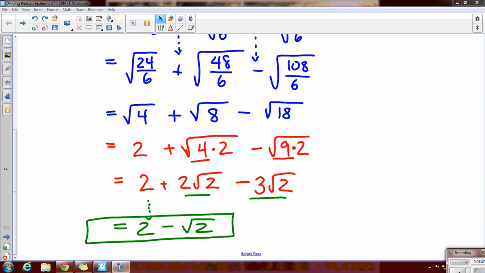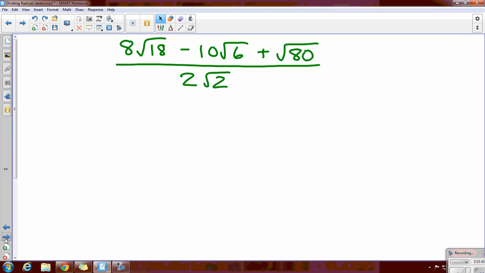The next example we're going to look at is the same sort of situation. We have 3 radicals on top, all being divided by this radical on the bottom. The only difference in this situation is that now we have some coefficients in front of the radicals. Everything still remains the same in our work. This just means that every term on top has to be divided by the radical on the bottom.